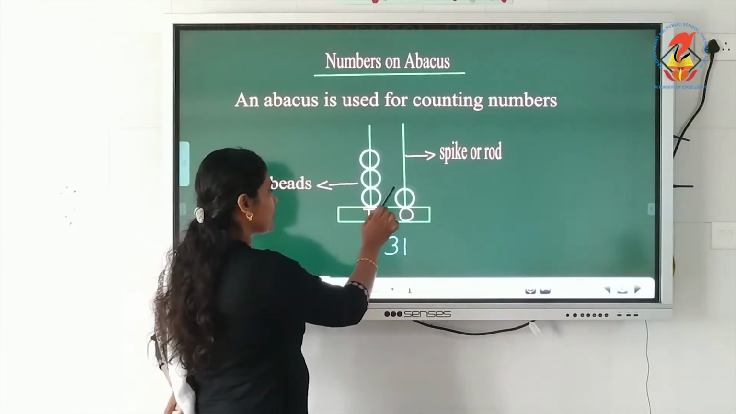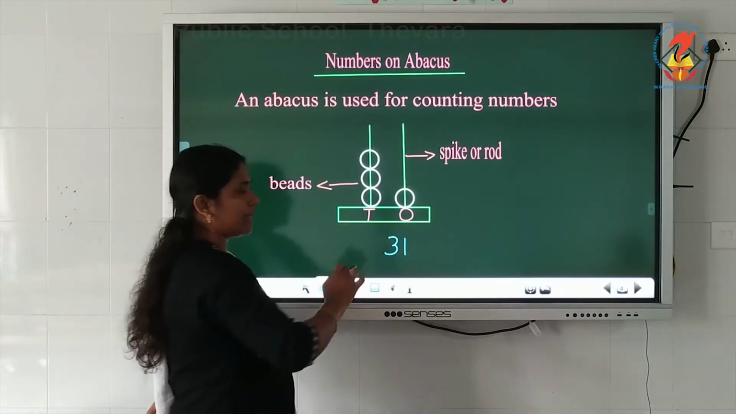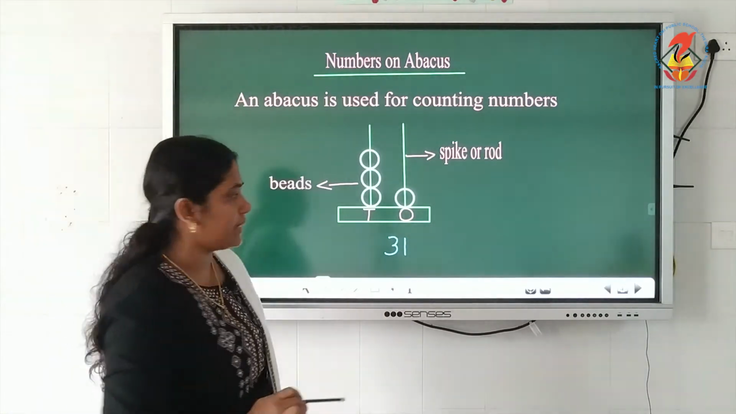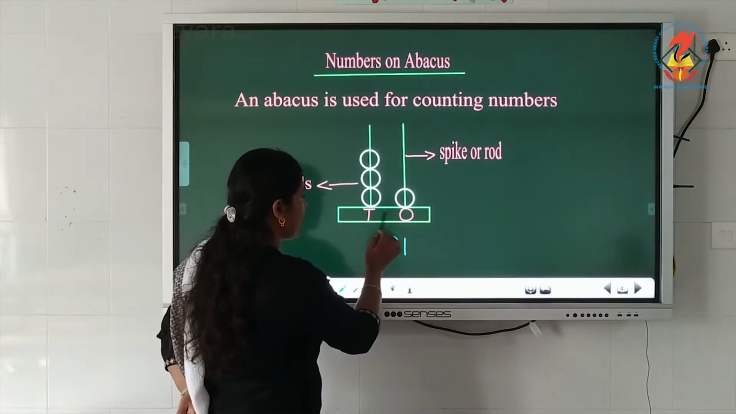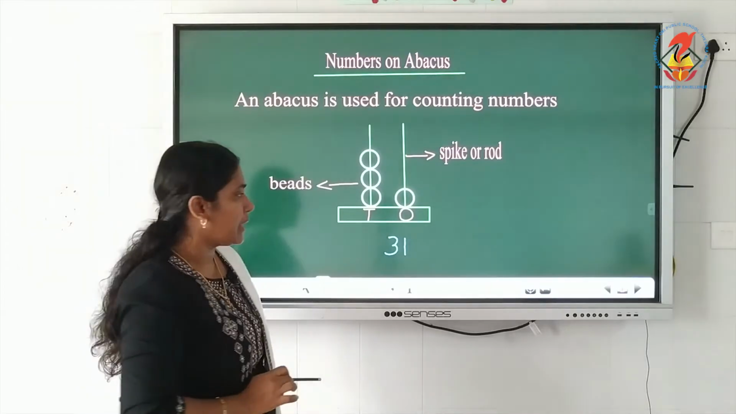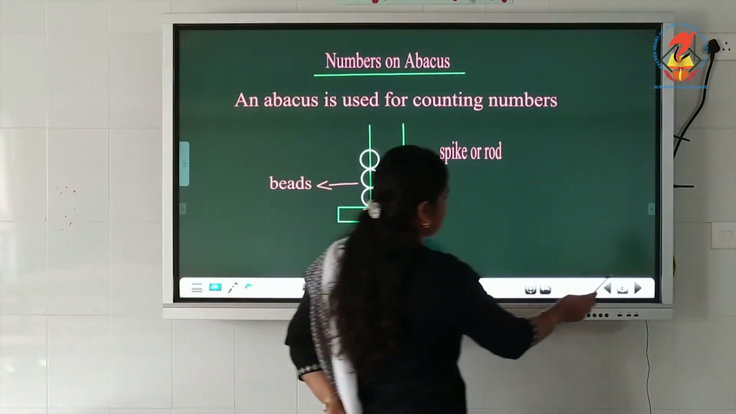Okay, so this is called the abacus. It is used for counting the numbers, and there are two place values here, ones place, tens place. These lines are called spikes or rods, and these are the beads. Okay, is it clear? Now we will do some questions using this abacus.